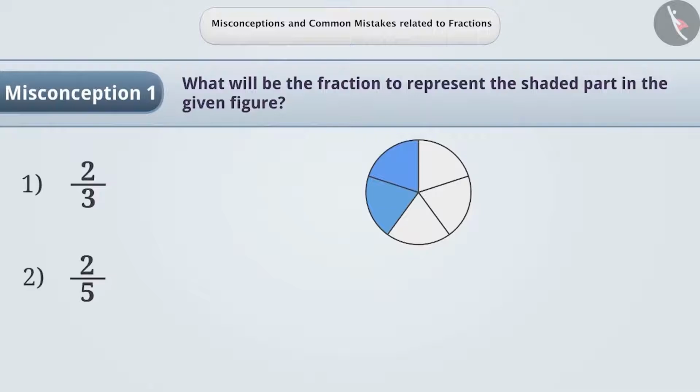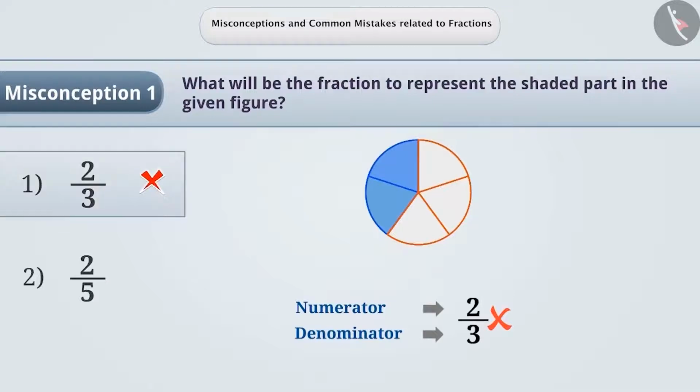Sometimes, while representing a fraction, it is understood that the numerator corresponds to the number of shaded parts of the figure and the denominator corresponds to the remaining part that is not shaded. By doing so, the fraction is represented as part by part. This is a misunderstanding. It leads to the incorrect answer, option 1.